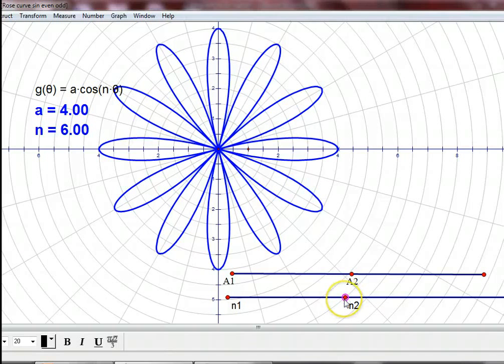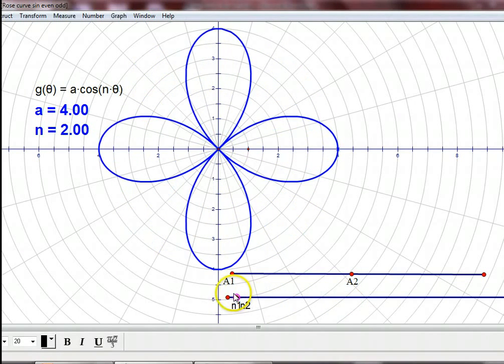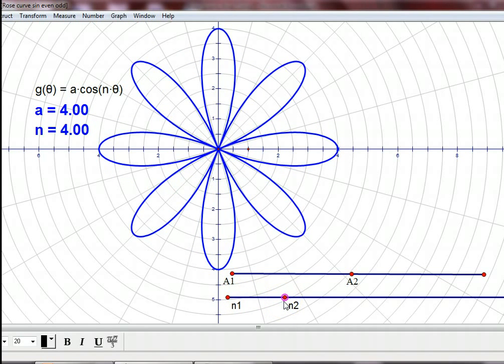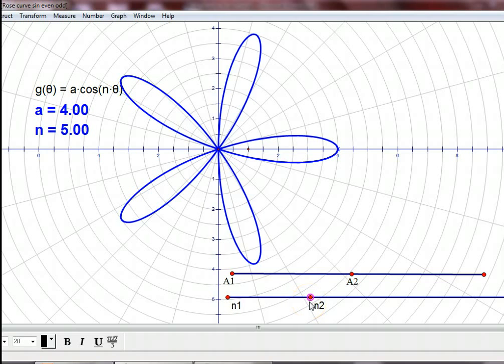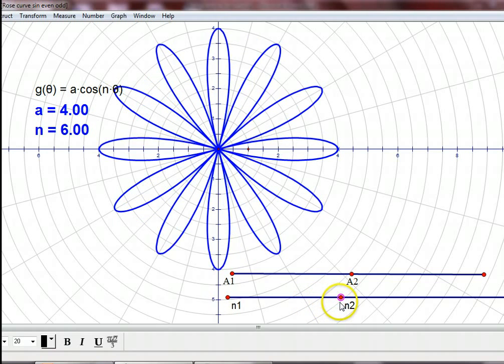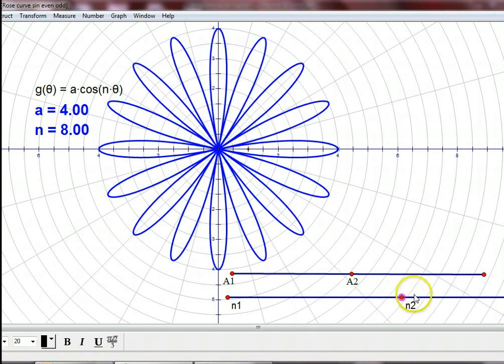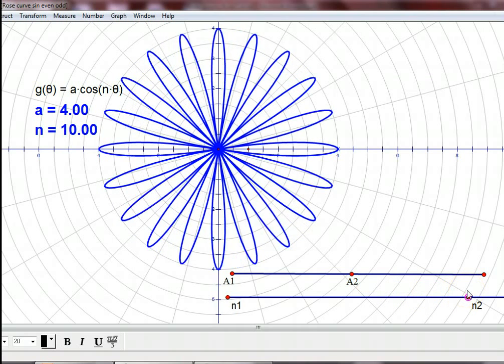I also want you to notice the symmetry of the graph. So this is a cosine graph, and notice that for every one of these Rose curves, we have a point on the polar axis at the angle of 0. So that's going to make it easy for us later on to figure out where our petal tips are.